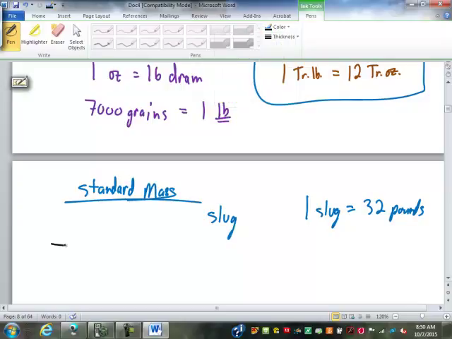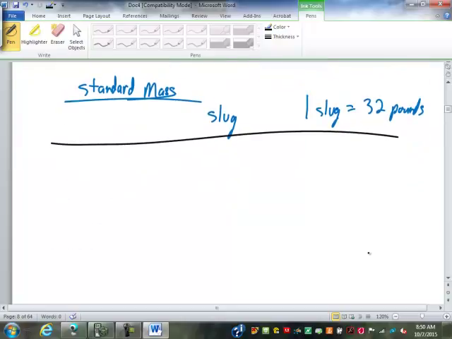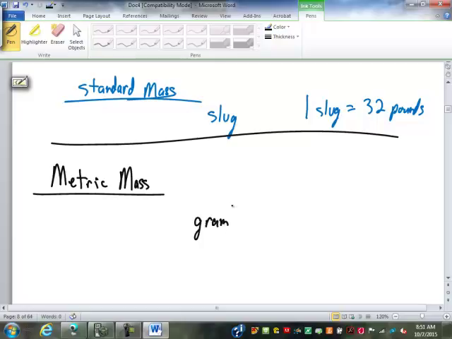Okay, so on to the metric system. In the standard system, we tend to focus on weight using the pounds and ounces. In the metric system, they tend to focus on mass. Mass changes less. So mass in the metric system is measured in grams, is the standard unit. A gram is about the mass of a large paper clip. It was defined to be the mass of 1 milliliter of water.